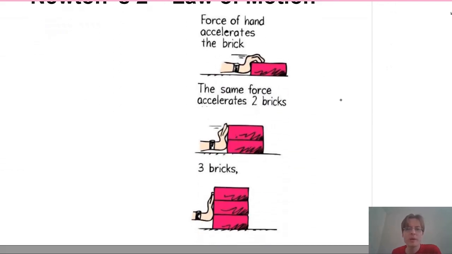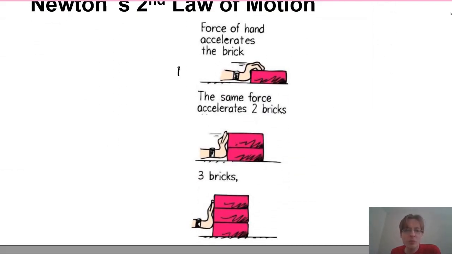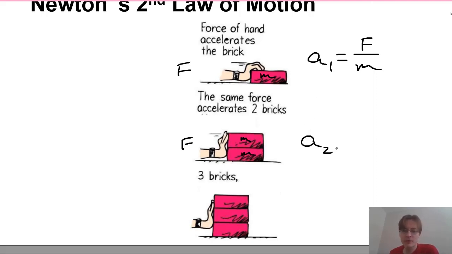Okay, a couple more. This was 1 arm pushing on 1 brick, and we call the acceleration there A1, F over m. What if it's 1 arm pushing on 2 bricks? Let's call that one, I'm going to just rename everything, A2. Well, it's the same force, but now it's twice the mass. 2m is the mass. And isn't that just 1/2 of A1? So in other words, doubling the mass produces 1/2 of the acceleration.